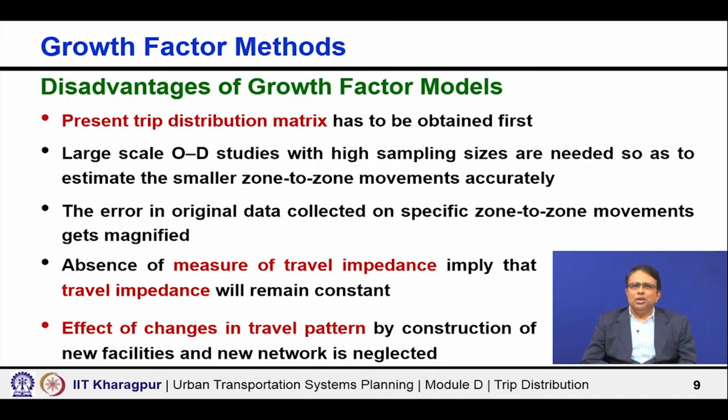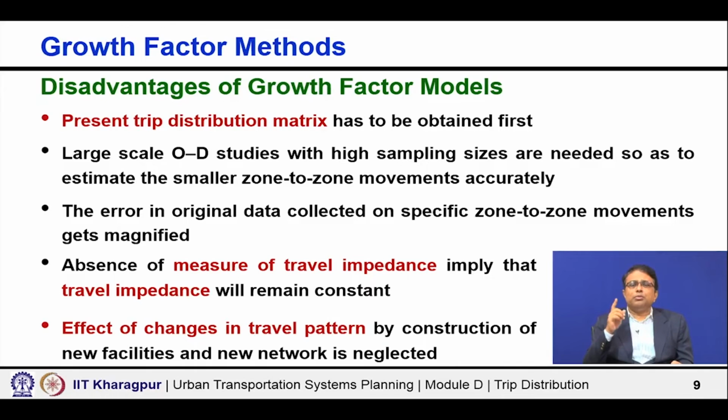Why will travel impedance change? Travel impedance will change if there is a change in the characteristics, if you widen the road. Maybe you take, say, travel time as your travel impedance, for example. So the travel time may improve if you widen the road, make a 2 lane road into a 4 lane road, augmenting capacity, or if the demand reduces. Similarly, it can increase if the demand becomes more. So the change in travel impedance is likely to happen.